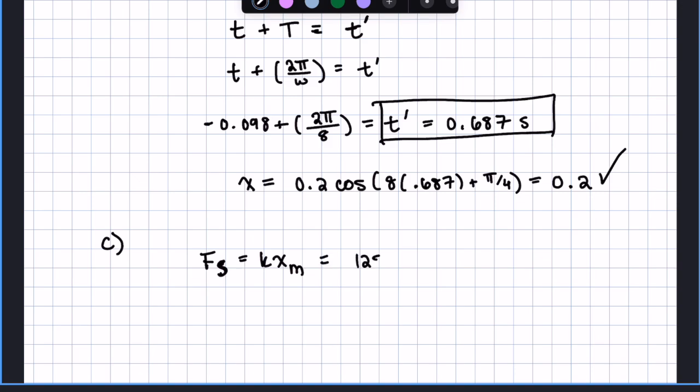So if I'm just looking when it's at that maximum amplitude, we have our K is 128. We have our amplitude is 0.2. and that gives me 25.6 newtons would be the amplitude of the force, or the magnitude of the force when we're at the maximum position.